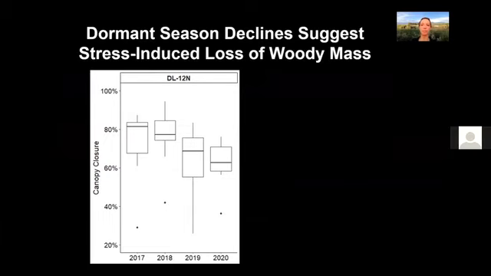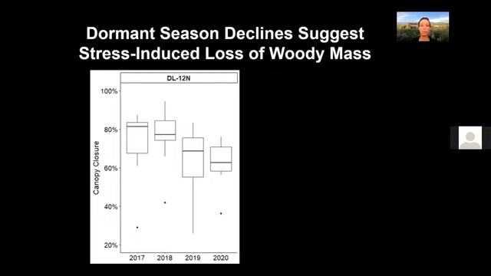In addition to taking hemispherical photos throughout the breeding season, we also took photos once per winter as a means of measuring woody mass and determining what percentage of breeding season cover was foliage. When we took these photos in the winter, there was no foliage on the trees. This is just cover due to branches, tree trunks, woody mass alone. This graph shows average dormant season canopy cover in DL12 North, our same focal site here.